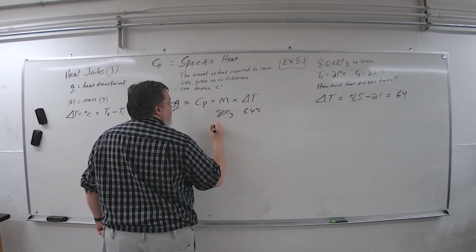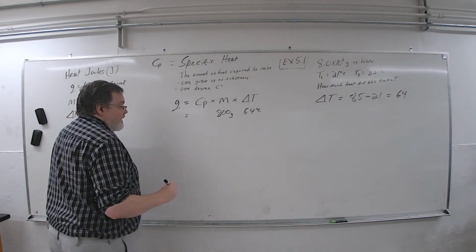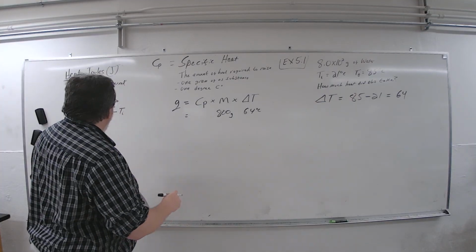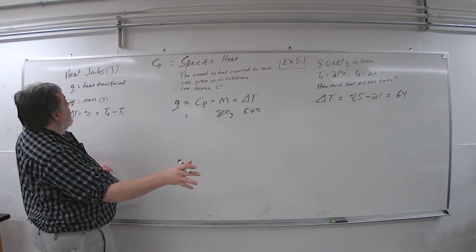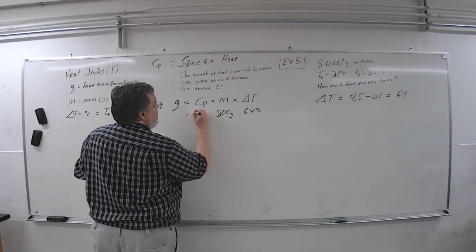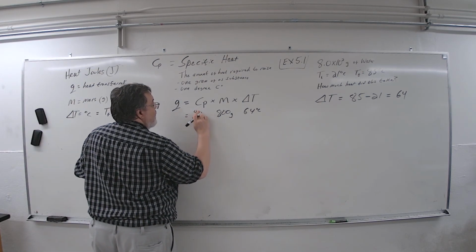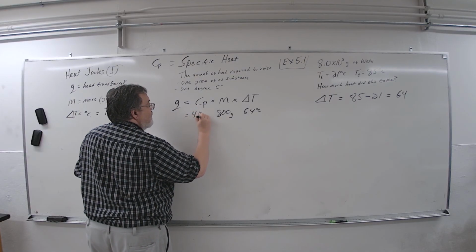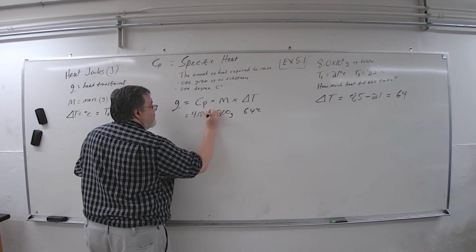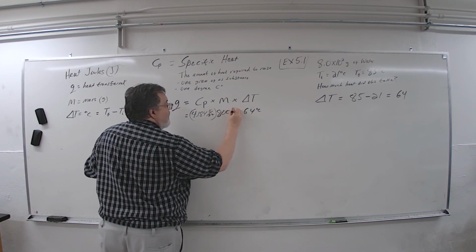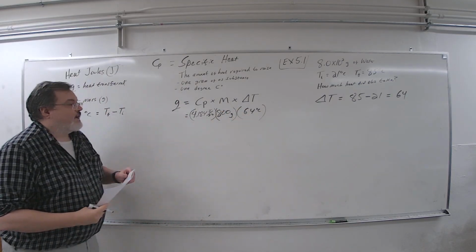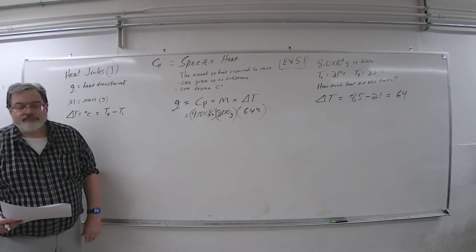So you've got degrees C, you've got grams. If you look up on this chart, like I said, you don't have to memorize it. For water, it's 4.184 joules per gram per degree C. You multiply all those together, and it tells you how much heat.